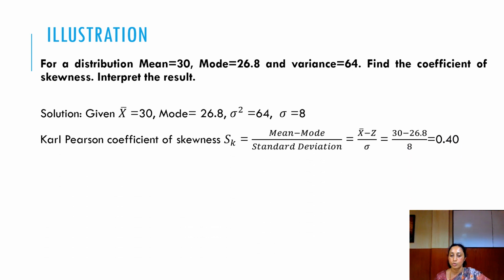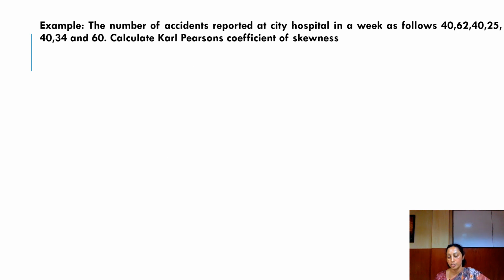So now let us use the formula given by Karl Pearson. Skewness is equal to mean minus mode divided by standard deviation. We calculated the value and this is 0.40. So since 0.40 is greater than 0, we say that the distribution is positively skewed.